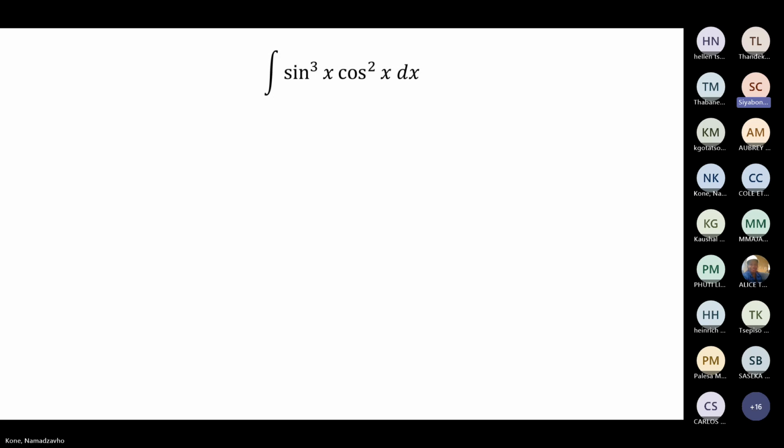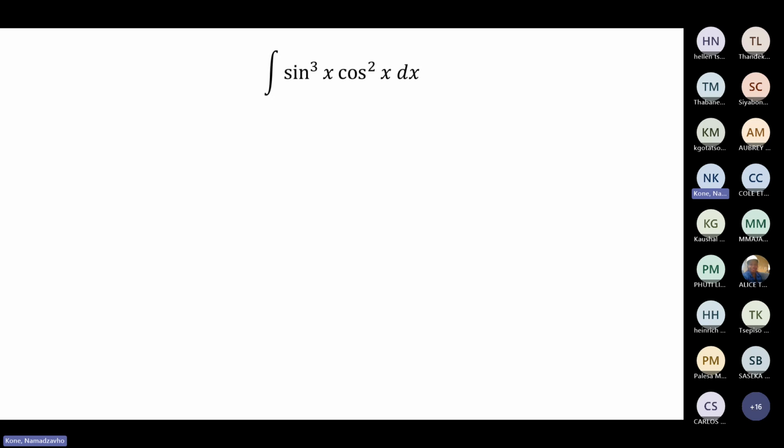The first step for me is it will be to break down the sine cubed x, which will be sine squared x multiplied by sine x multiplied by cos squared x. That will be my first step. Your first step is ideal. I agree with you, because if you break down the one that is odd, the power that is odd, you will have it separated, and then you have got a power that is even.